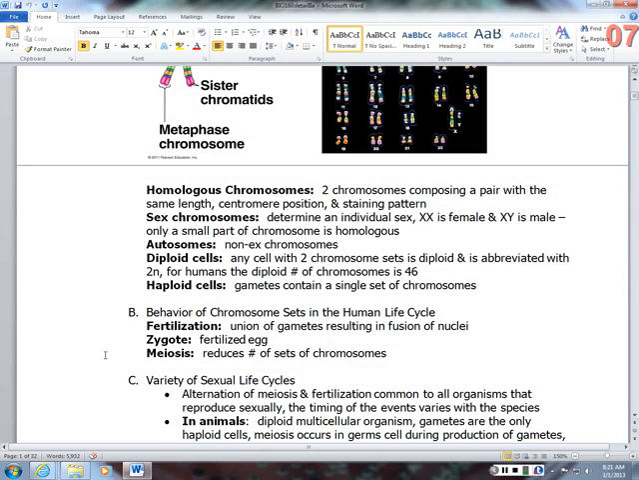Haploid cells are going to be the gametes that contain just a single set of chromosomes. In plants, it's a little bit different. You can actually have a multicellular gamete, and a lot of plants will go through what we call a gametophyte phase in there. But in the animal world, you're diploid all the way through. The only time you're a gamete is when you are a sperm or an egg.